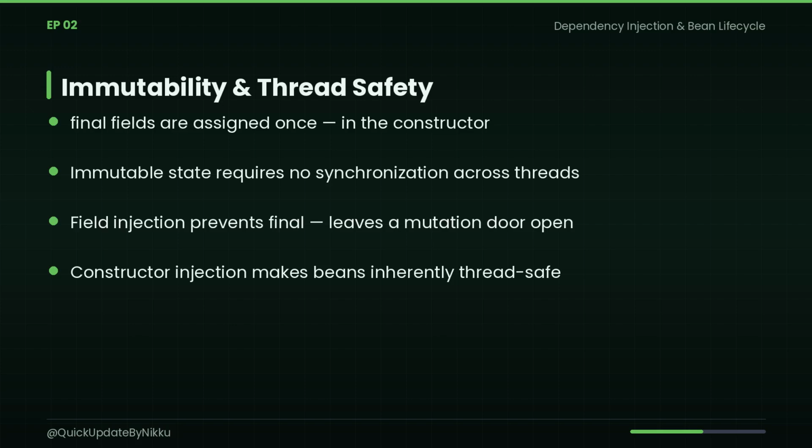The final keyword is not cosmetic. A final field in Java is written exactly once and can never be reassigned, which means the JVM's memory model gives it visibility guarantees across threads without any additional synchronization. When your bean's dependencies are final, the bean is immutable with respect to those dependencies, and immutable objects are inherently thread-safe. Field injection closes that door by definition. Spring needs mutable fields to perform injection after construction.